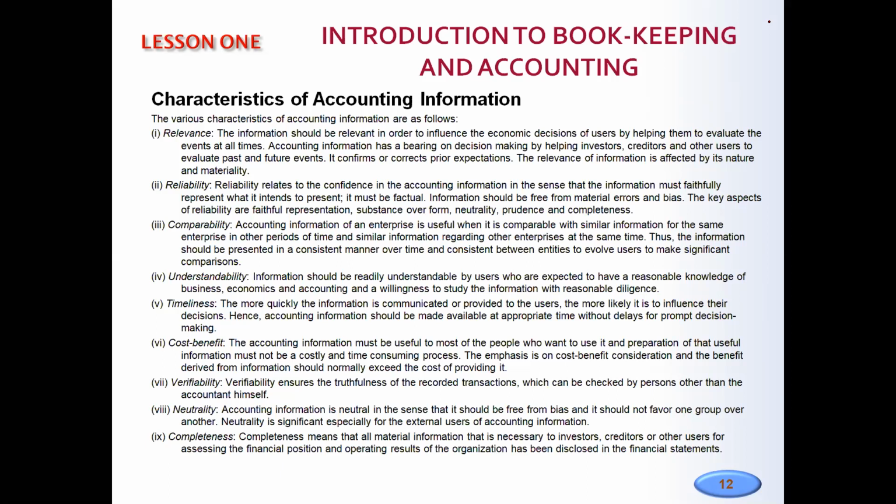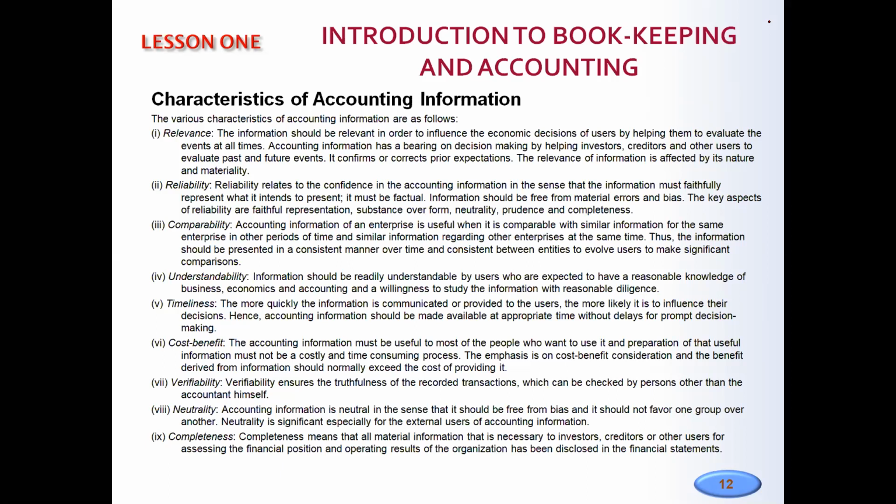Number two, reliability. Accounting information has to be reliable. It has to be dependable. It has to be something the users of the information can depend on to make decisions. If accounting information is not reliable, it can help the user to make wrong decisions. So it is very important that accounting information is reliable.